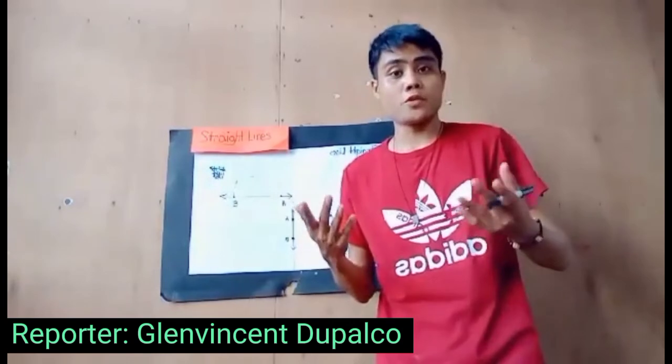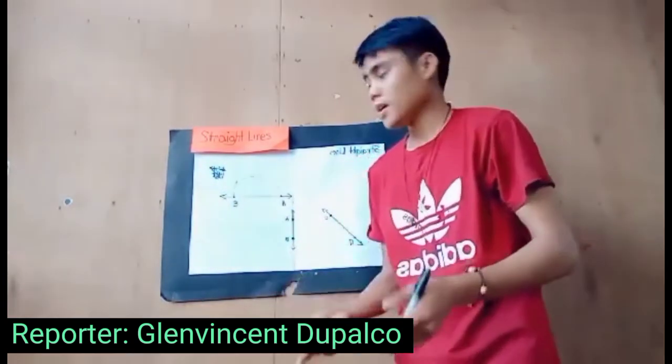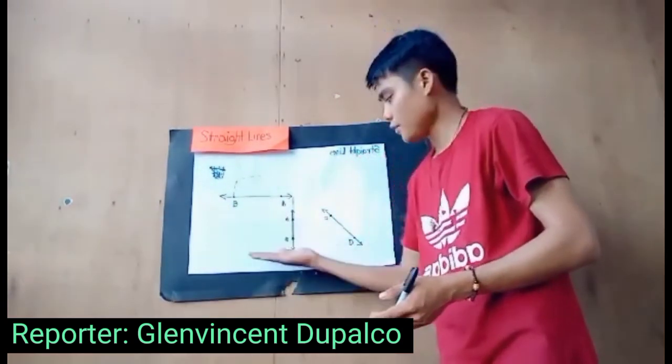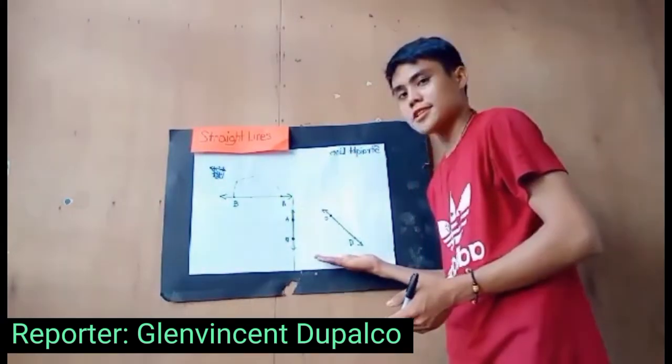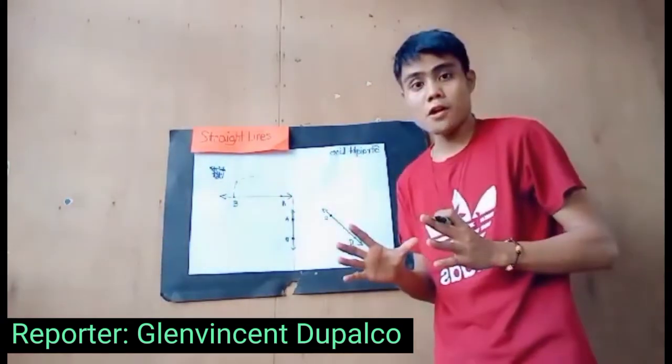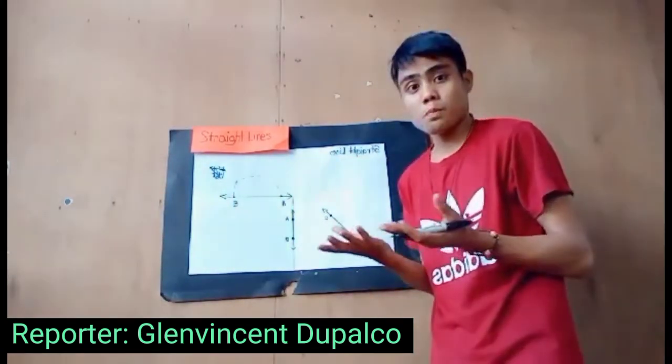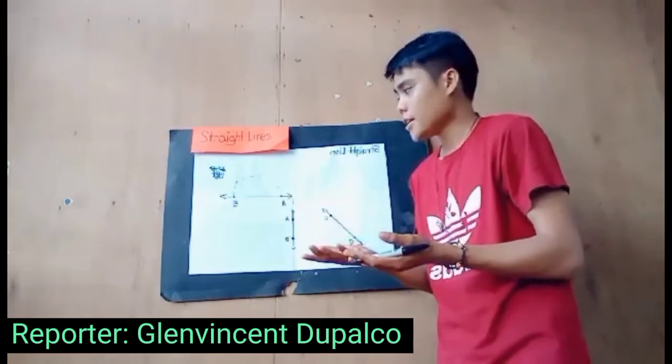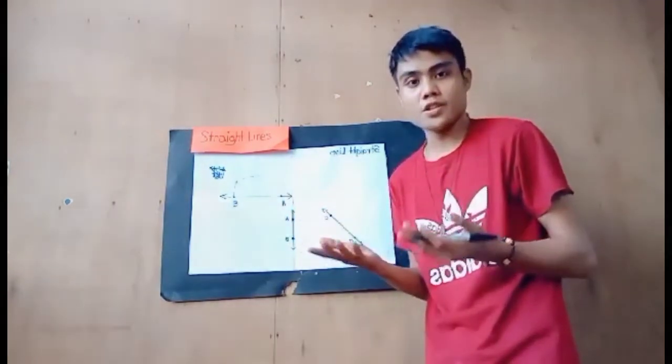So we now created an example of a horizontal straight line, a vertical straight line, and a slanted straight line. And if we draw an angle between these 2 points on a straight line, we will always get 180 degrees.